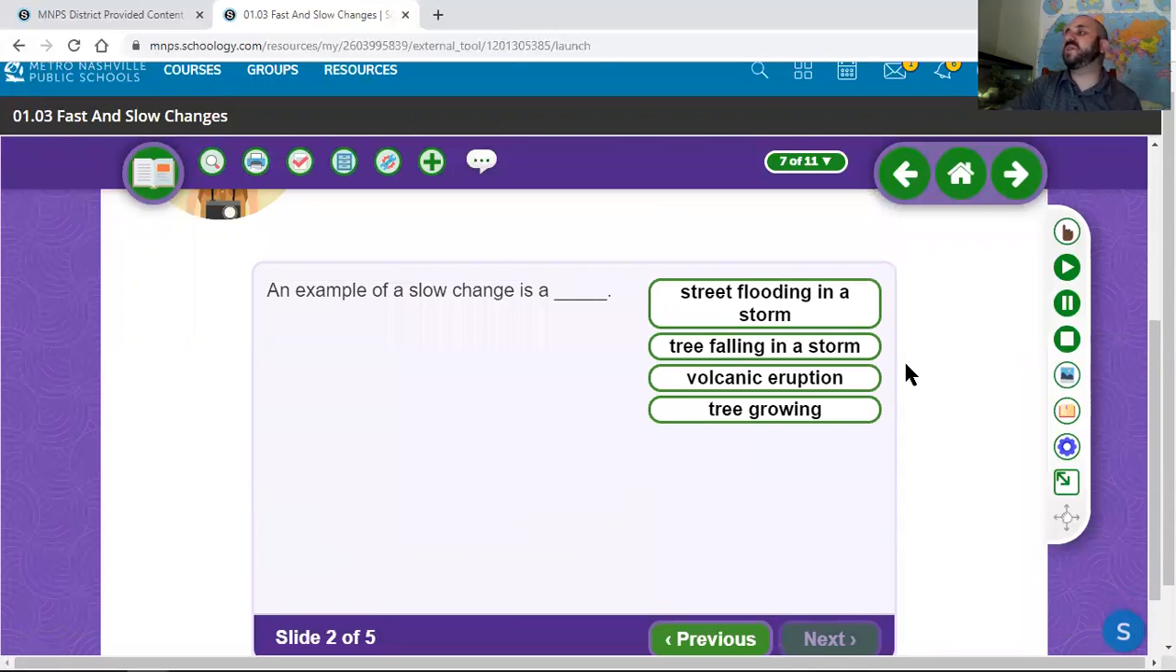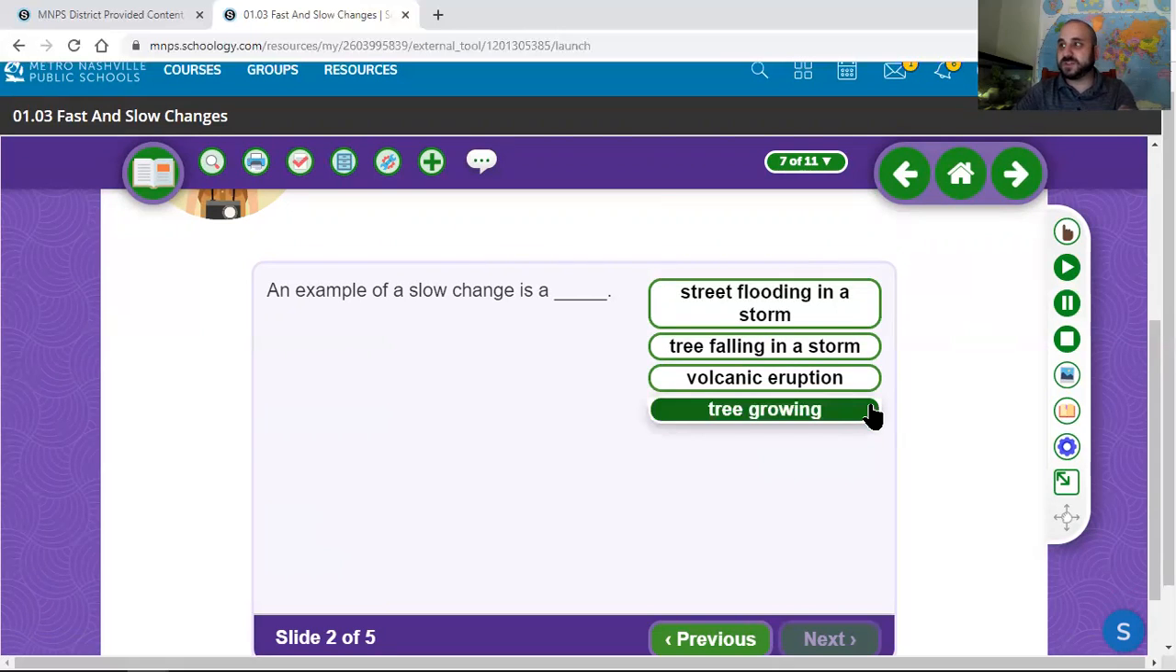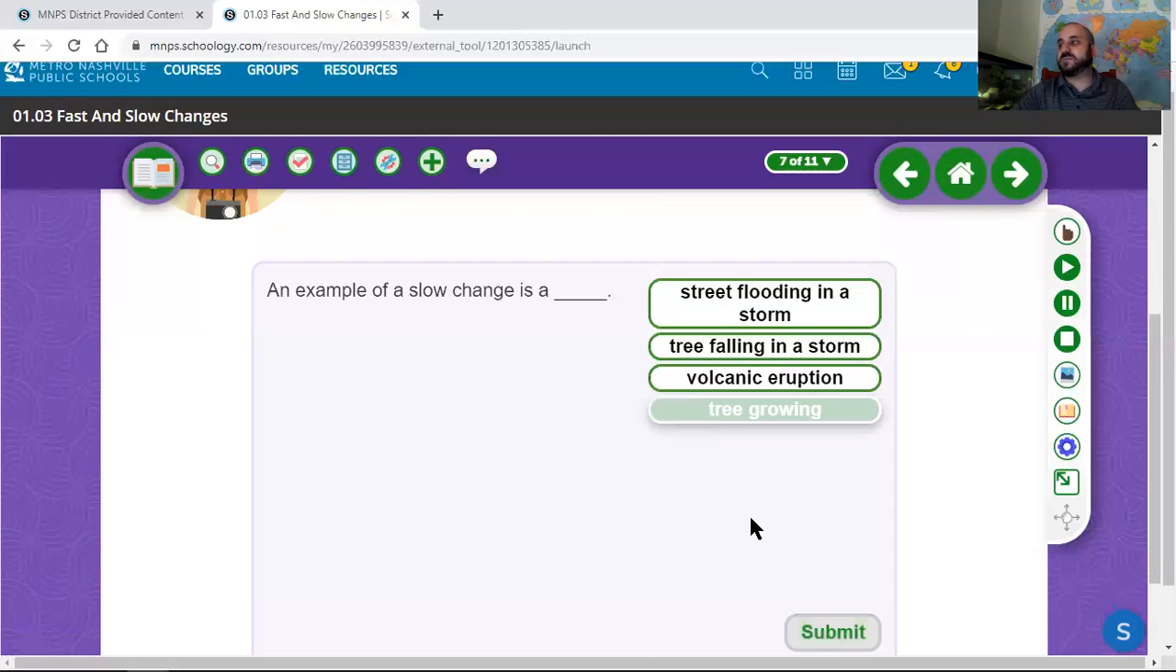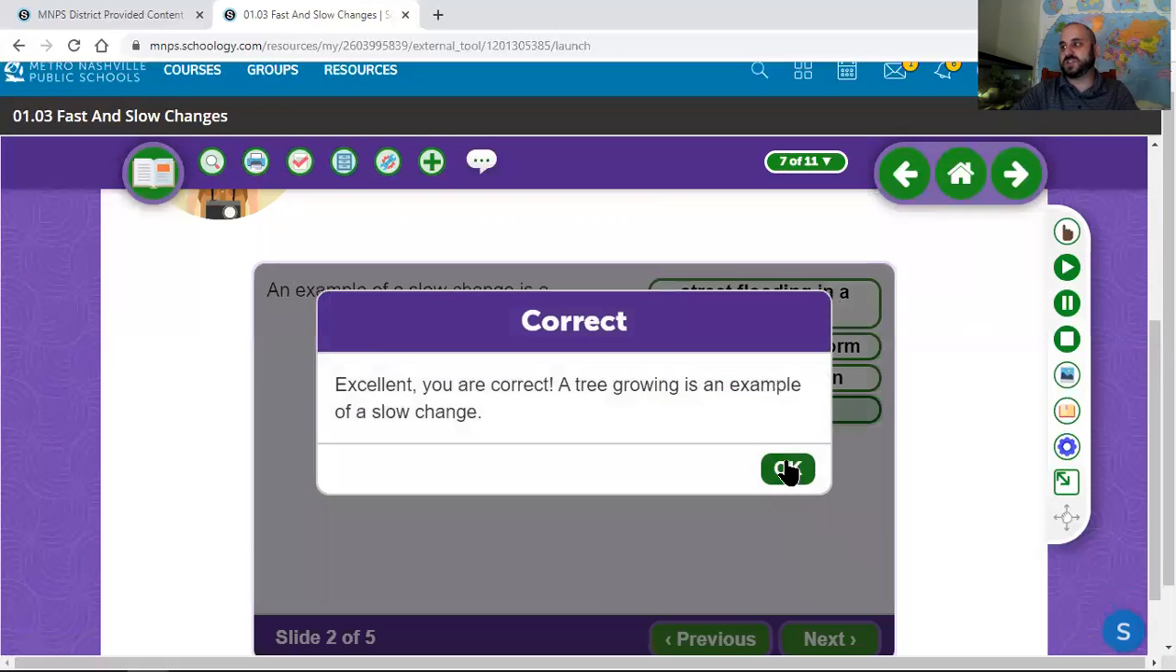All right, an example of a slow change would be a street flooding in a storm, a tree falling in a storm, a volcanic eruption, or a tree growing? Well, if you said a street flooding, a tree falling, or a volcanic eruption, all of those are pretty fast changes that you can watch happening and actually see the difference from one moment to the next. But a tree growing is something that happens so slowly, it's almost impossible for us to see it happening. So I'm going to say a tree growing is a slow change.